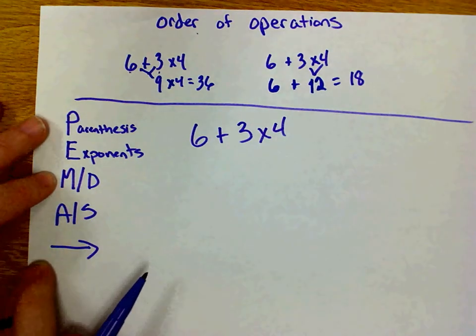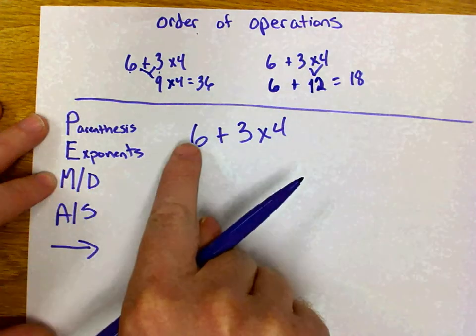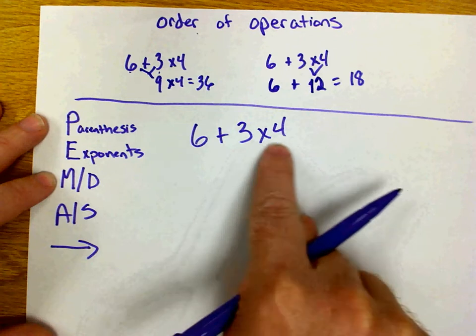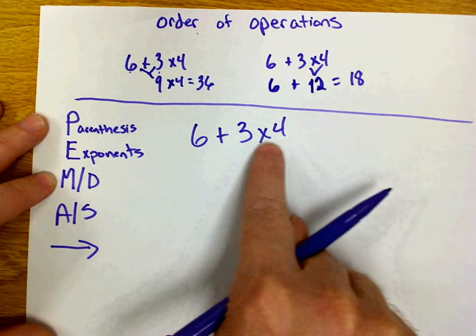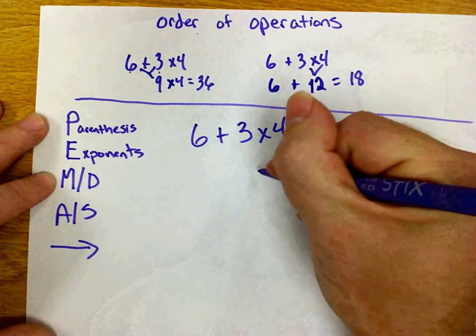All right, now it's important. From left to right, that's how we're doing it. We start with the left. We're going to do any multiplication or division. So start here. Multiplication, no. Division, no. But there it is. The first multiplication or division we hit, going from left to right, is 3 times 4. So I have to do that first. 3 times 4 is 12.